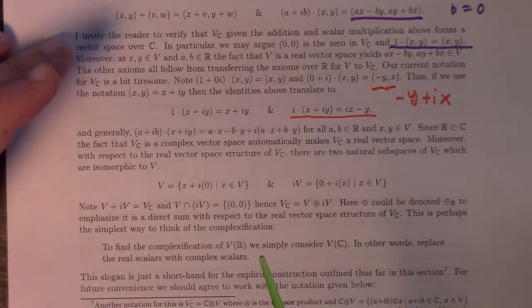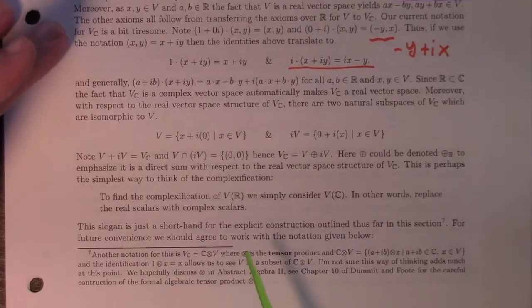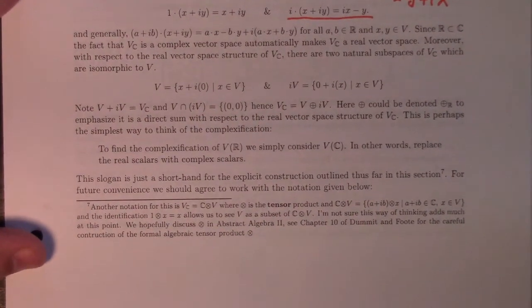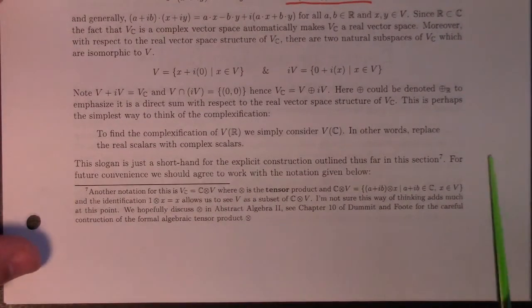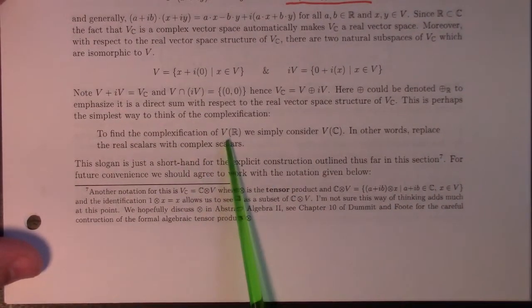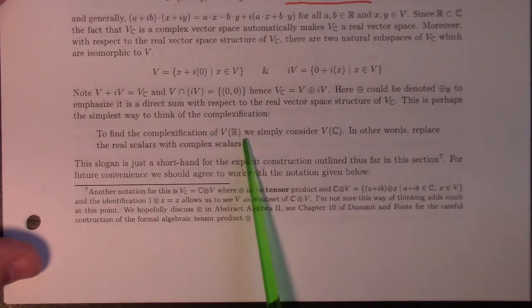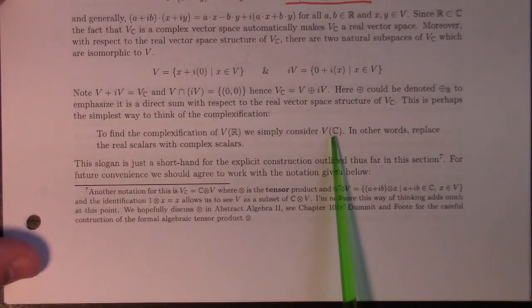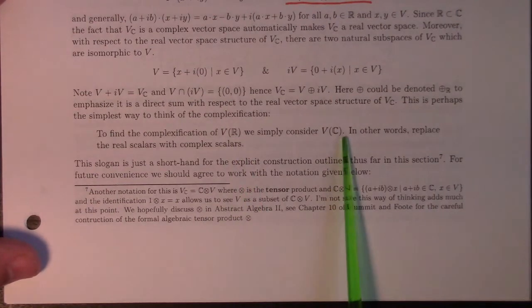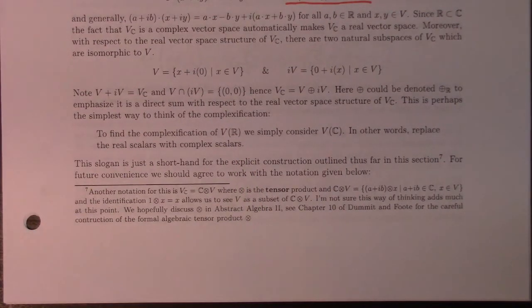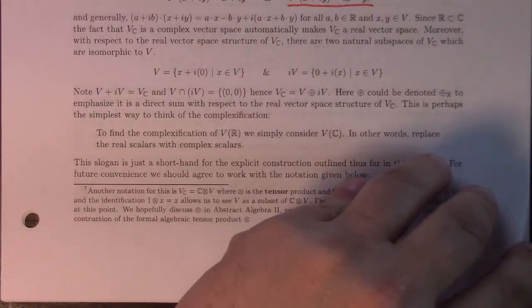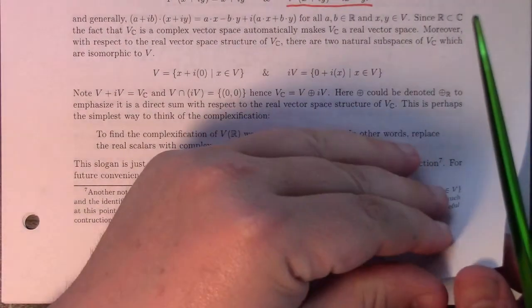But anyway, if I didn't have all this time to talk to you, and I wanted to get to just the simple explanation for what the complexification is, I would just tell you this: the complexification of a real vector space V_R is simply V_C. In other words, what we do is we replace the real scalars with complex scalars, and that's pretty much all there is to it. But again, that's just a slogan for the formalization I just worked out for you guys.